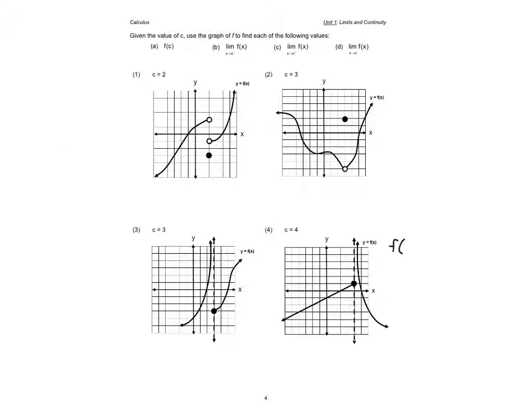It says f of c, limit as x approaches c and all that stuff, but then it tells you what c is in each question. So f of 4, limit as x approaches 4 from the left of f of x, then limit as x approaches 4 from the right of f of x, and then the limit as x approaches 4 overall of f of x.